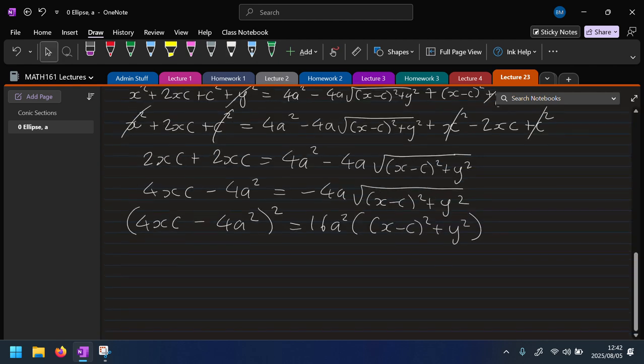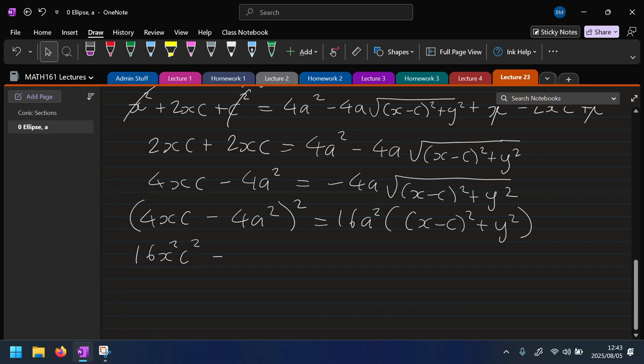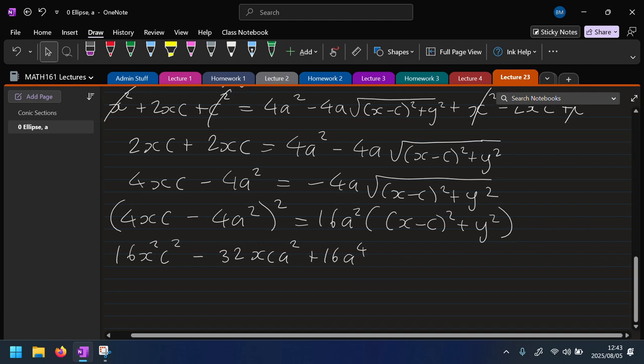Again, all of this is just algebra. There's nothing to worry about. Let's expand that left-hand side, and then we'll take a look at the right-hand side, and more stuff will cancel. Okay, so this side, we've got 16x squared c squared minus 32xca squared plus 16a to the 4. Okay, from that. On the other side, let's see what we get.